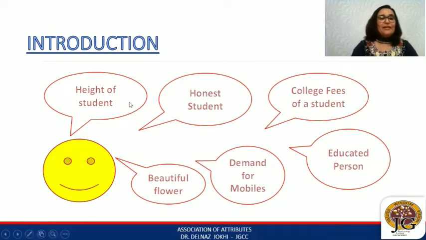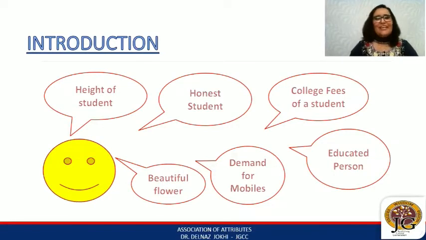First of all, Mr. Smiley is thinking about the height of students. Then he's thinking about how honest a student is. Then he's thinking about the college fees of the student. He's also thinking about an educated person, the demand for mobile phones in today's world, and a beautiful flower. Well, Mr. Smiley is a little confused.